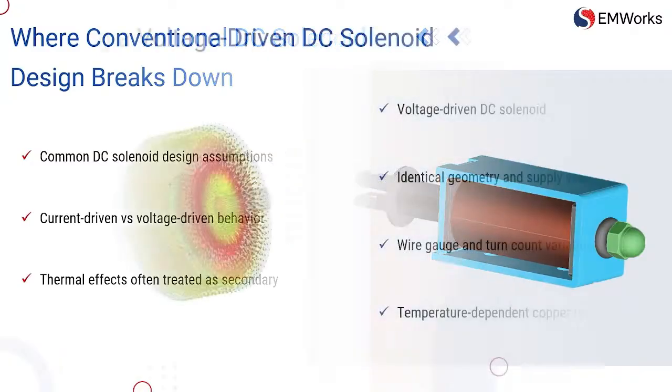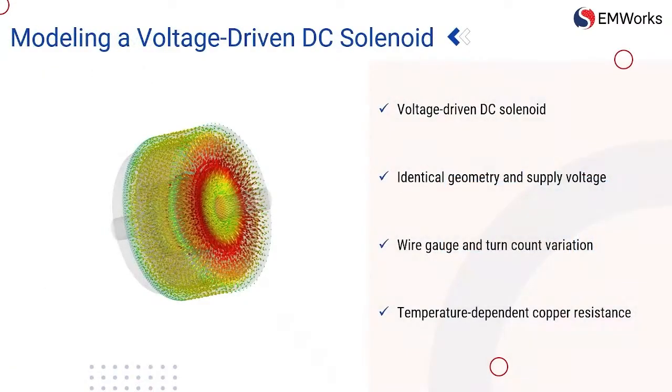way. To examine this properly, we modeled a voltage-driven DC solenoid rather than an idealized current-driven one. The geometry was kept identical across all cases, and the supply voltage was the same in every simulation. What was deliberately changed was the coil design, specifically the wire gauge and the corresponding number of turns that fit into the same available space.